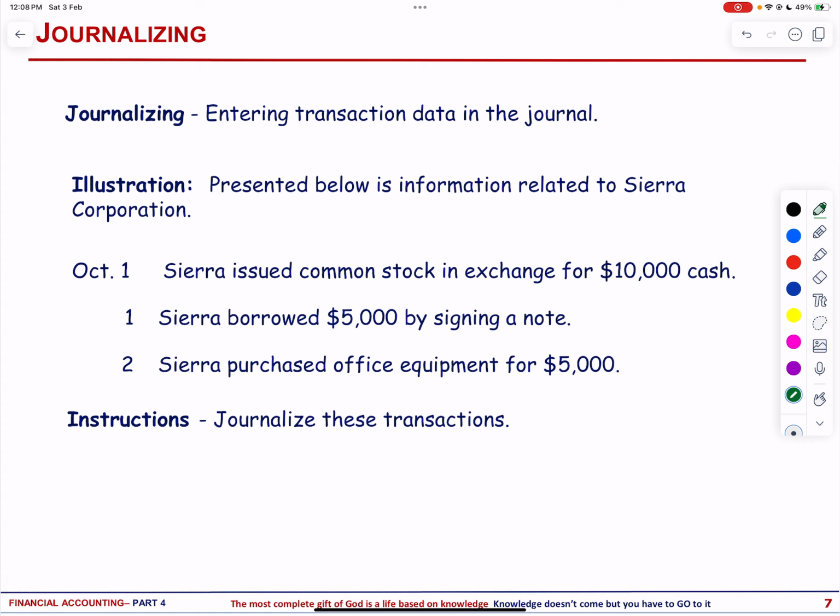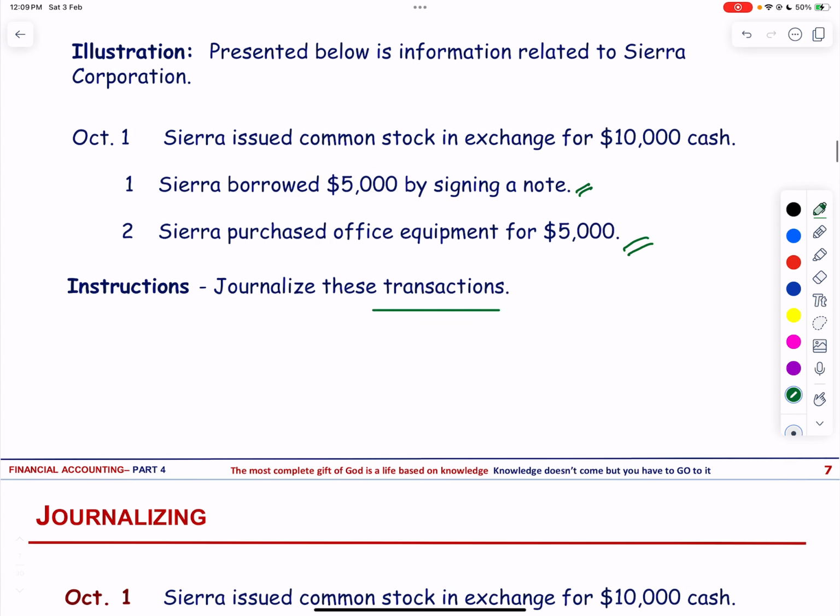Journalizing, let us look into the transaction over here. Presented below is information related to Sarah Corporation. Sarah issued common stock in exchange of 10,000 cash. They have borrowed 5,000 by signing a note, and they have purchased office equipment for 5,000. So we have to journalize these transactions, and let us see how we do that.